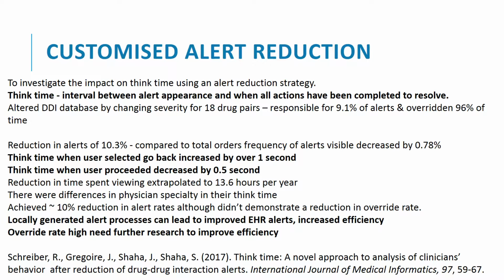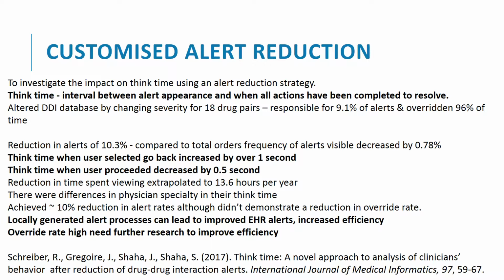So they found a reduction in alerts of 10.3%. This was compared to a reduction of total orders only by 0.78%. So they found that think time when a user selected to go back and reconsider increased by over 1 second. However, think time when the user proceeded decreased by half a second. So this study was a 6-month period, and when they extrapolated the reduction in time spent viewing these alerts across to 12 months, it saved 13.6 hours per year.